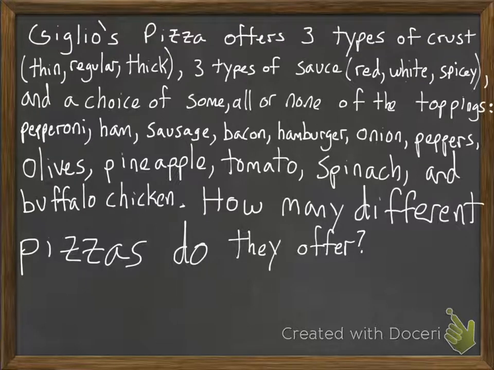Okay, this is another problem where we're going to be wanting to use the fundamental counting principle. As we read the problem here, this pizza place, Giglio's Pizza, offers 3 types of crust. You can get thin, irregular, or thick crust. 3 types of sauce. You can get red, white, or a spicy red sauce.